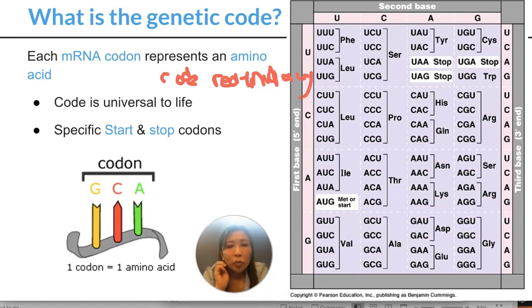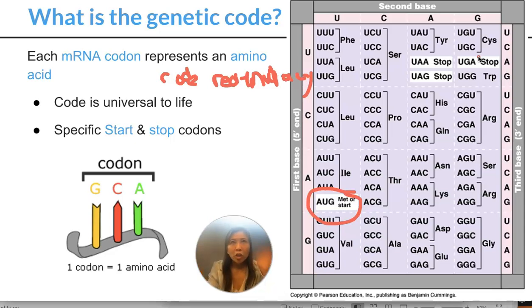Okay, so every 3-nucleotide codon represents an amino acid. And there is a start codon right here. Notice this AUG can be either start or methionine, so it can be both. And there are certain codons that are stop codons. That means that your protein has a specific length. It has a clear start and a clear stop. That's the whole point of the start and stop.